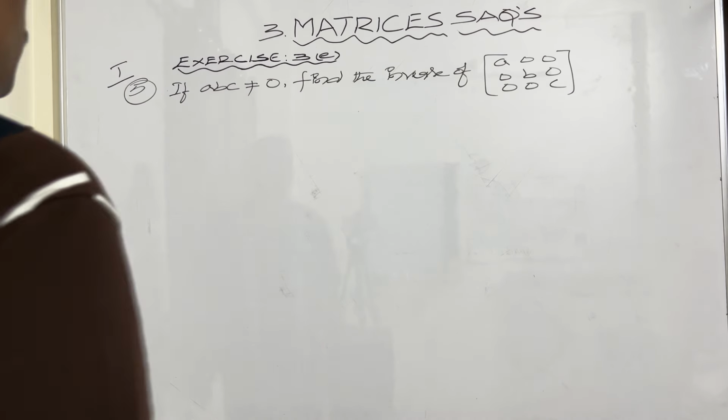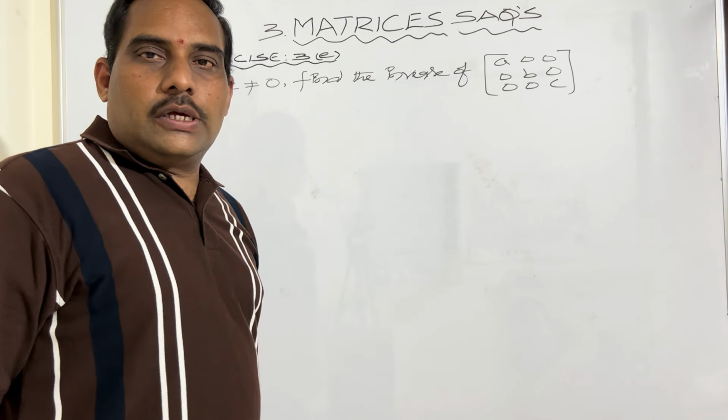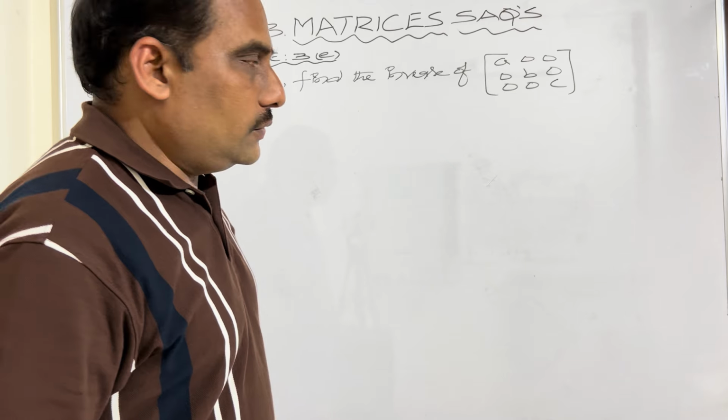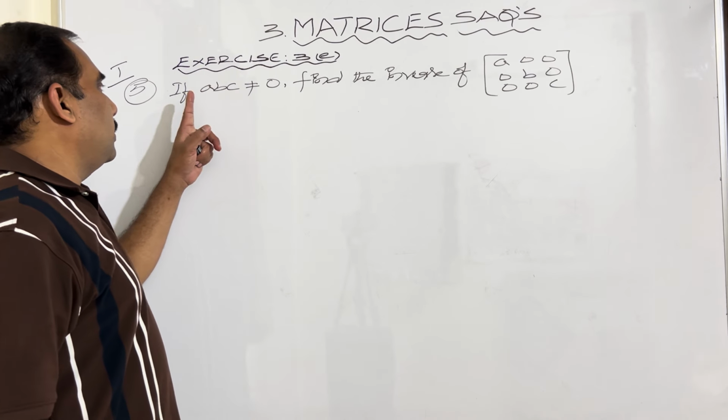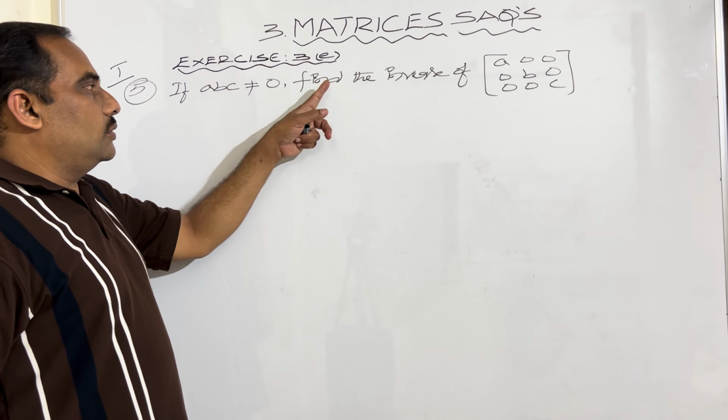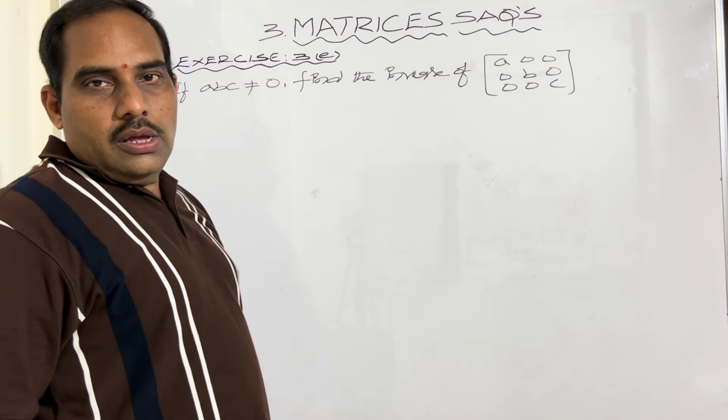In this video we are going to discuss matrices, SAQs, exercise 3, section 1. Fifth problem: if ABC is not equal to 0, find the inverse of the matrix.